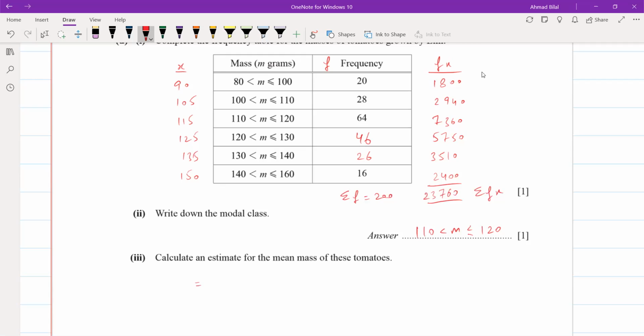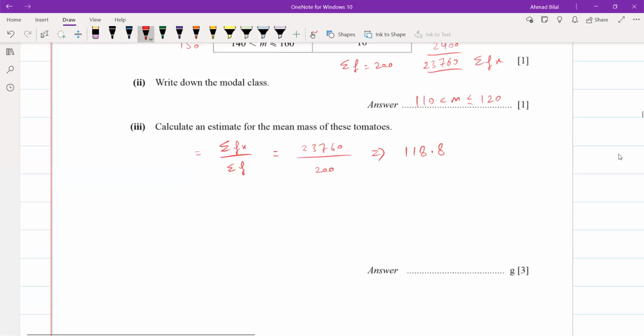तो आपका मीन क्या होएगा? मीन का फॉर्मूला हमारे पास क्या होता था? Sigma fx divided by sigma f. We just input values there. 23760 divided by 200, and that will give you the mean. This turns out to be 118.8. So that's the mean mass there. That is 118.8. Right, so we write 118.8 here.